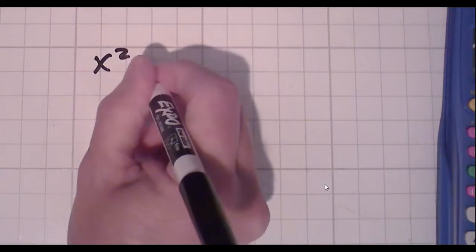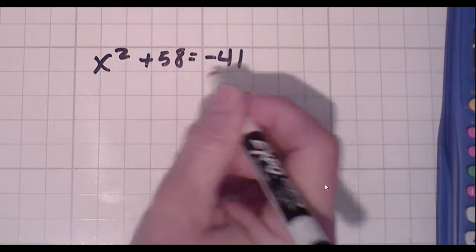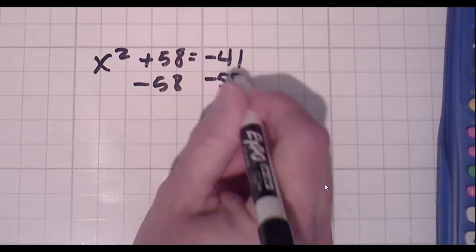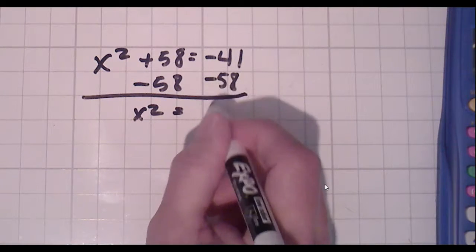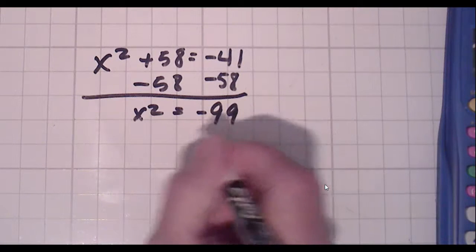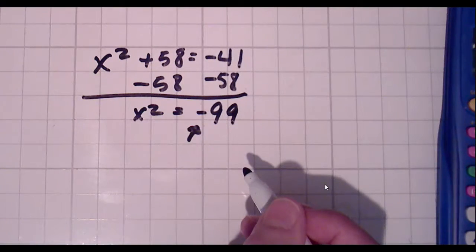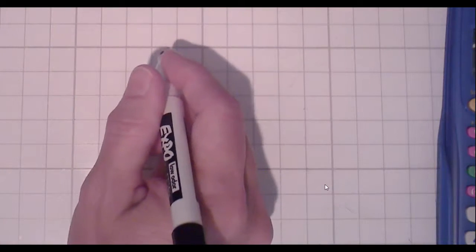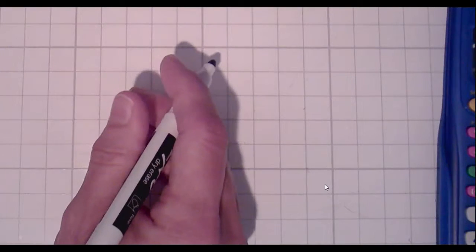X squared plus 58 equals negative 41. So I'm going to want to move 58 to the other side by subtracting 58 from both sides, and I get x squared equals, that's 99, so negative 99. And you see how this is a negative? That tells me I'm going to have no real solutions. So the answer is no real solutions. Don't even try to take a square root, because you're going to get an error message on your calculator, or you'll get an i, which stands for an imaginary number, which is beyond the scope of this class.